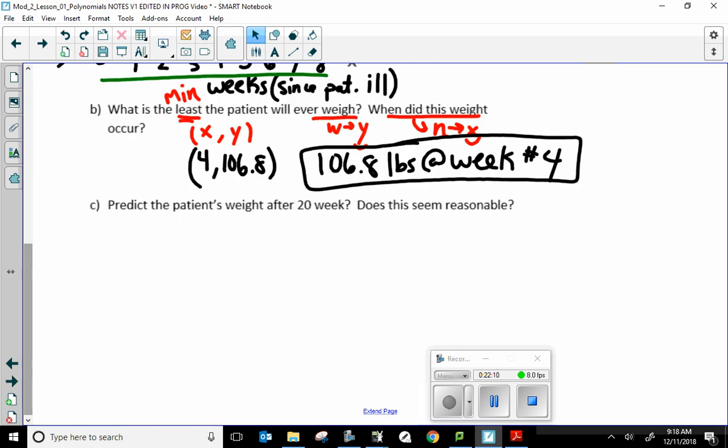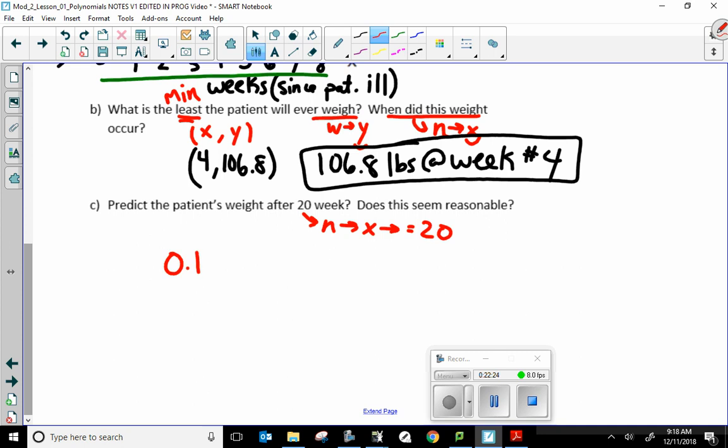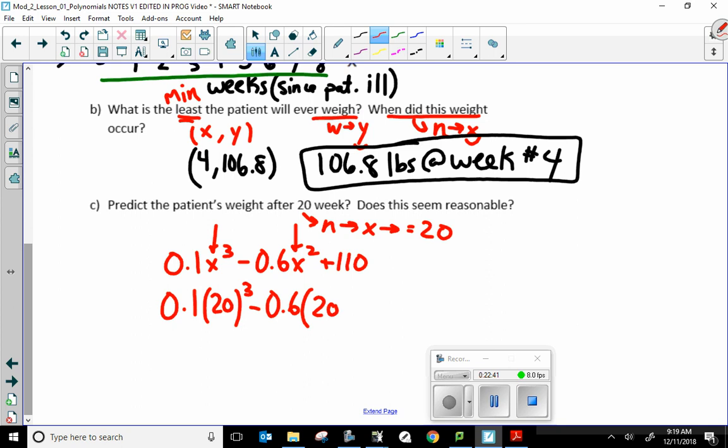Now, predict the patient's weight after 20 weeks, or after the 20th week. That means my n, or my x value, which is number of weeks, will equal 20. So I take the original equation, 0.1n cubed minus 0.6n squared plus 110, and I put a 20 in for those. So 0.1 times 20 cubed, minus 0.6 times 20 squared, plus 110.